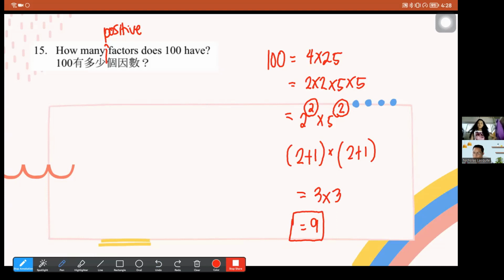If it includes the negative factors, then that would be 18. But in most cases, even though the question is how many factors does 100 have, it only means the positive factors. It does not include the negative factors. So just use this technique and the answer here is 9.